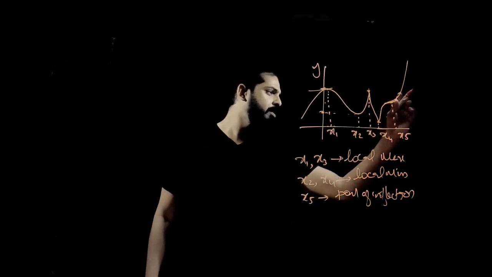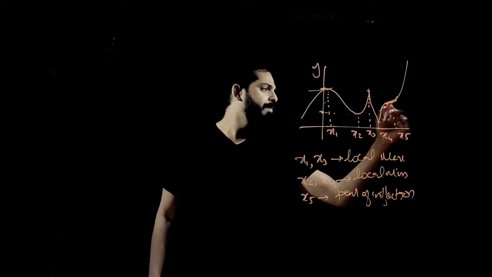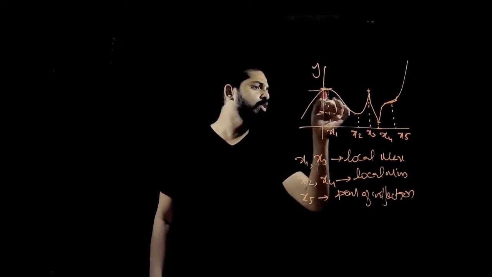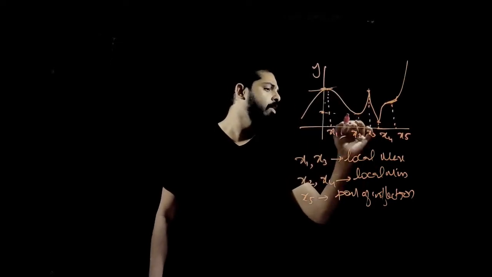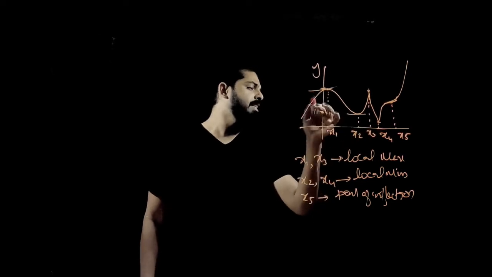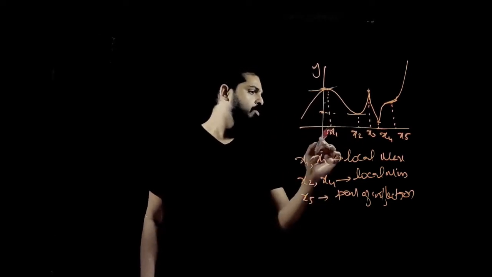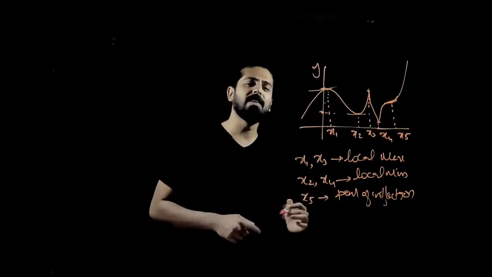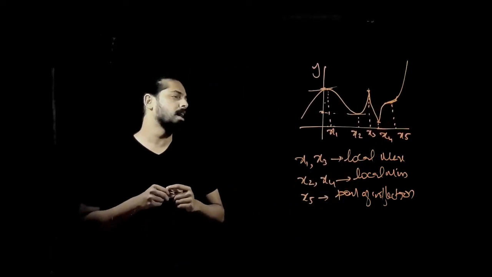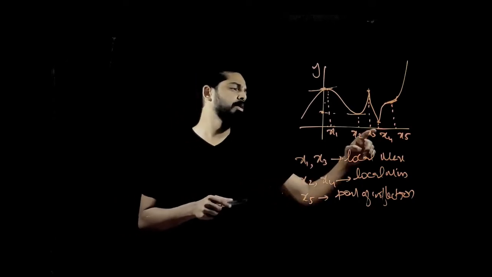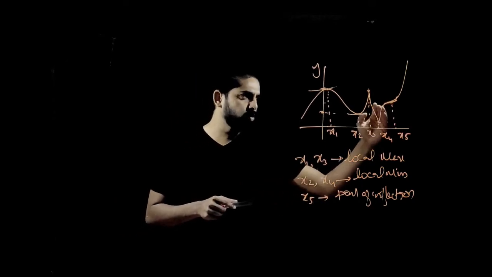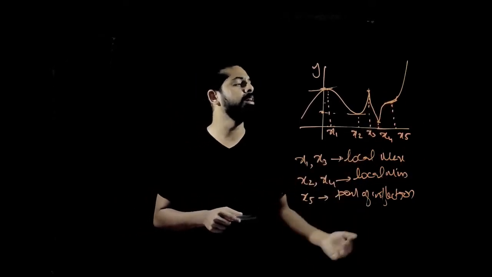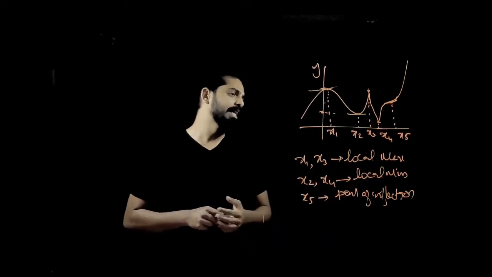Point of inflection means at this point we have a horizontal tangent, like local maxima and local minima. The slope of the tangent is equal to 0 at x1, x2 and x5 also. But x5 is neither a local maxima nor a local minima, because before x5 the function was increasing and after x5 it is again increasing.